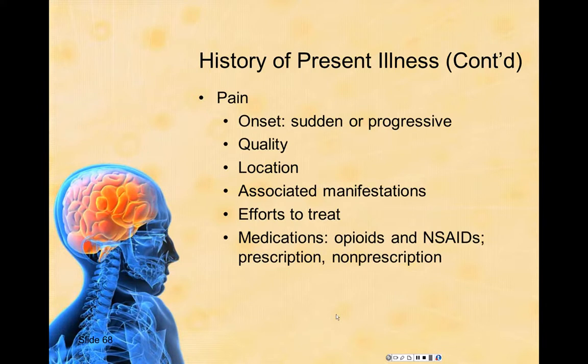Pain is another symptom that we would want to evaluate. Pain is something that you will want to use your OLDCARTS with. We want to ask about onset, whether it was sudden or whether it was gradual or progressive. What is the quality? Where is the location of the pain? Are there other associated signs and symptoms? What was done to try to treat the pain? Was anything effective? What were the alleviating factors? What were the complicating factors? And what kind of medications were used?